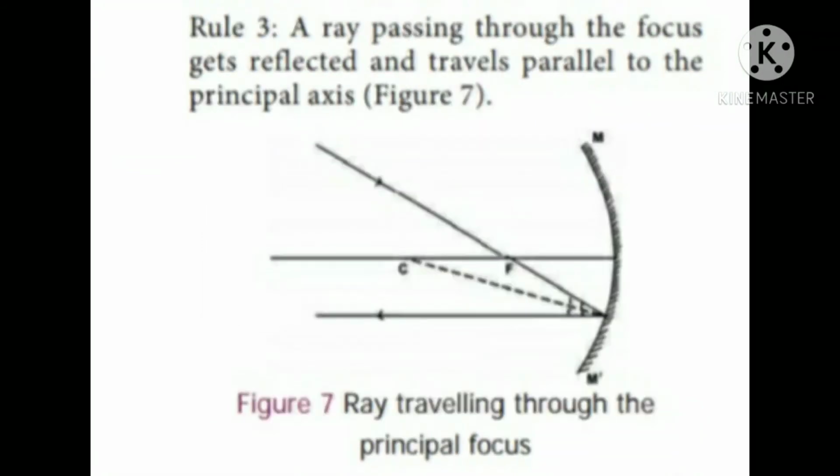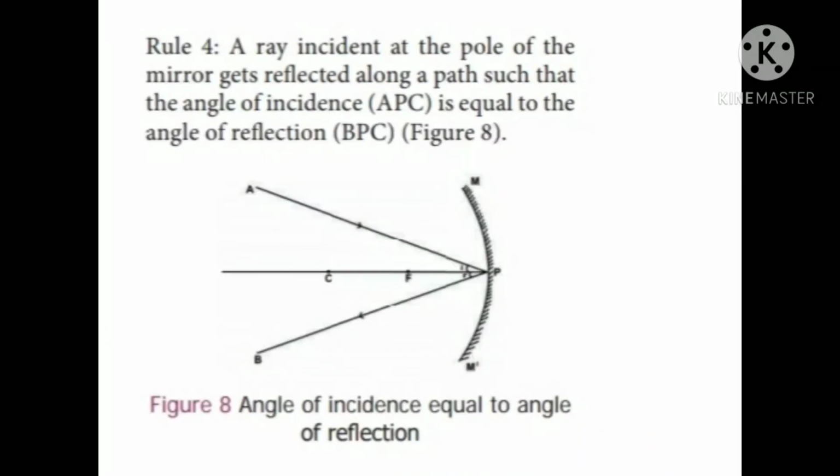Rule number 3. A ray passing through the focus gets reflected and travels parallel to the principal axis. This means that whenever a ray is passing through the focus, it will be reflected and will always travel parallel to the principal axis.